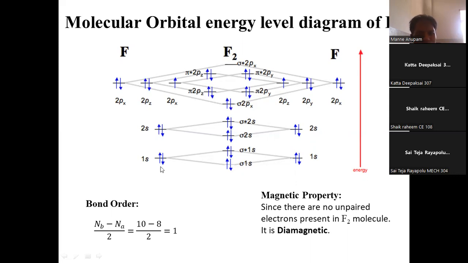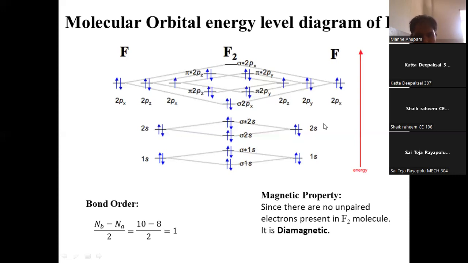So we are discussing this molecular orbital energy level diagram of fluorine. 1s is combining with 1s and forming sigma 1s and sigma star 1s. Two electrons are filled up here, two electrons are filled up here. So a total of 4 electrons are completed.